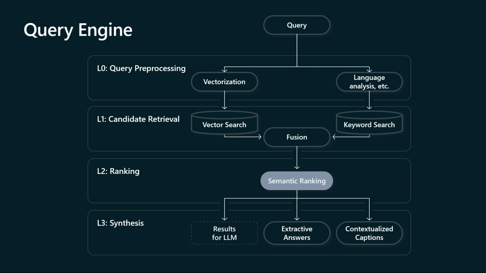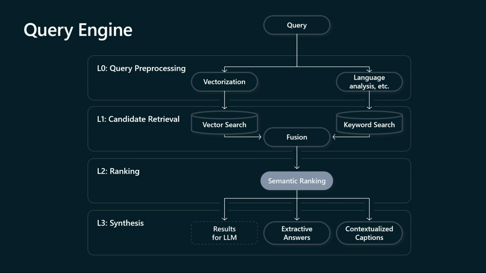So that's why you see this branch where, on one hand, we take care of vectorization and vector search. On the other hand, we do kind of symbolic NLP-style manipulation of the content, and then we do keyword search. Then we fuse the results together, re-rank them to find the best candidates. And finally, either we feed the results to an LLM to produce an answer, or Azure Search can, right out of the box, do extractive answers and also query contextualized captions, if that's what you're looking for.